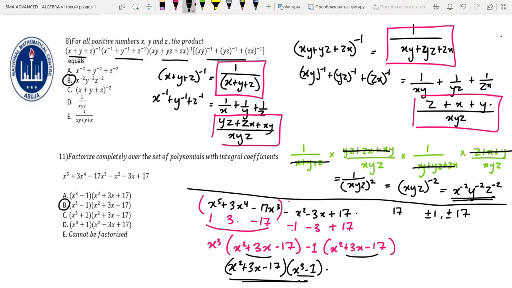But actually, this last term here, x cubed minus 1, can be further factorized using difference of two cubes. So x minus 1 times x squared plus x plus 1. So this is a much better factorization. This is the lowest possible factorization you can have in real numbers. But we don't have this in our options, so we'll just stick with what we arrived at here, and the answer to that is B.